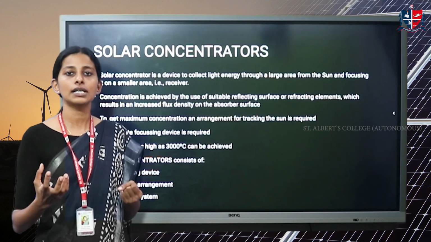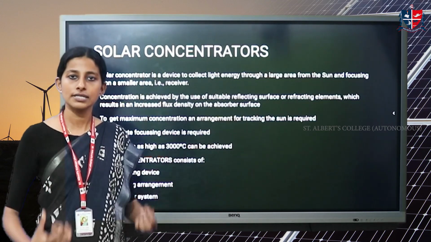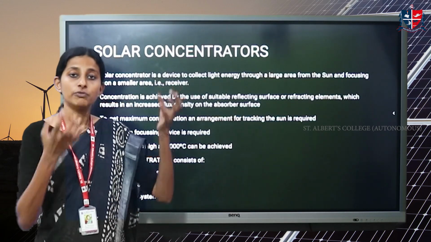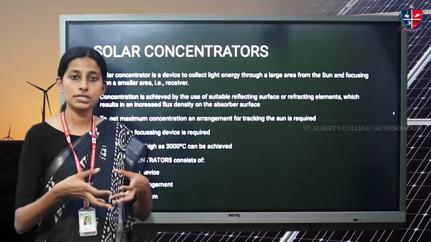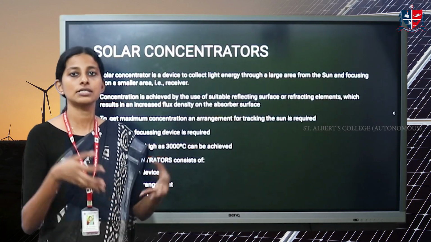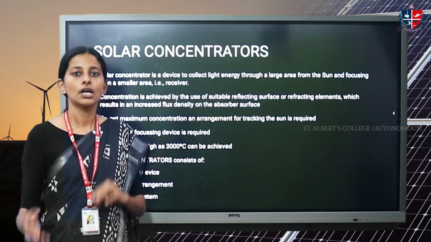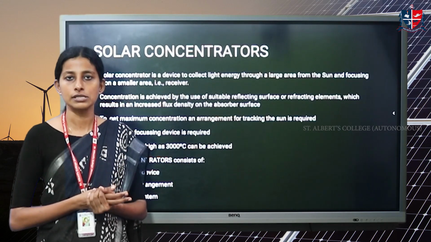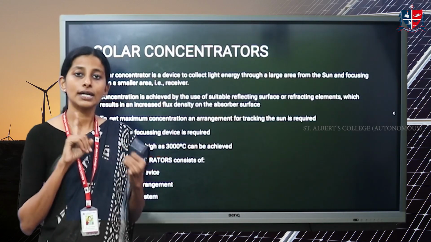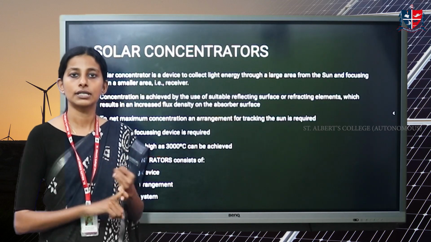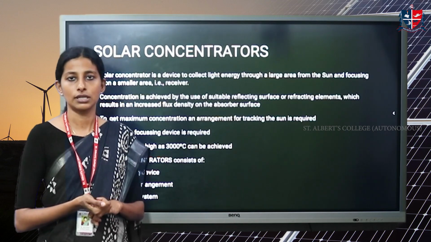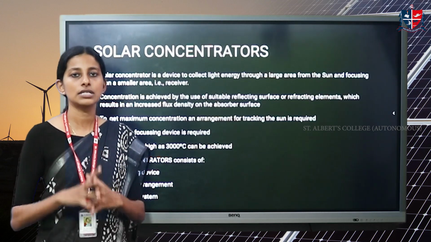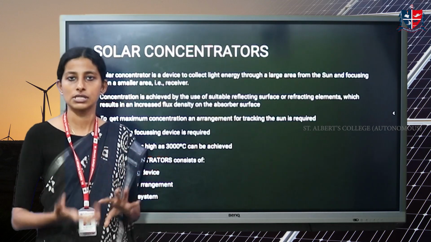They can be used in different types. There are certain collectors which just take the radiation as it is and use it for different applications. There are also collectors which take the radiation and try to focus it to a certain point, or increase its intensity, and then use it. So depending upon the usage, we have two types of solar collectors: non-concentrating solar collectors and concentrating solar collectors. In today's session, we will be dealing only with concentrating solar collectors, or solar concentrators.